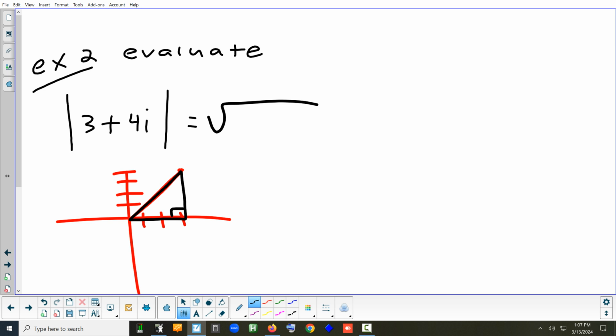Square root of 3 squared plus 4i squared. Or is it just 4 squared? Just 4. There's no i in that at all. Now, what do you get when you do the square root of 3 squared plus 4 squared? Square root of 25, and then it equals 5. So absolute value is measuring a distance. It should never come out negative.